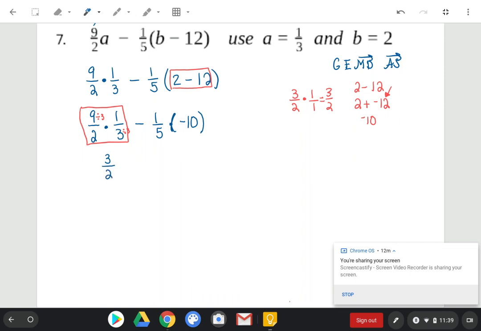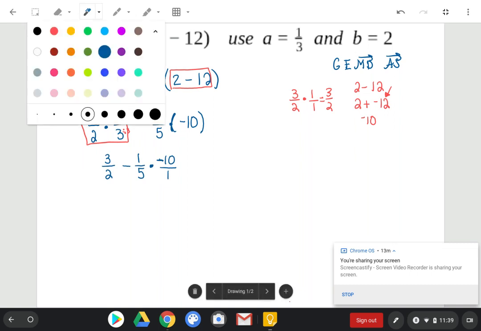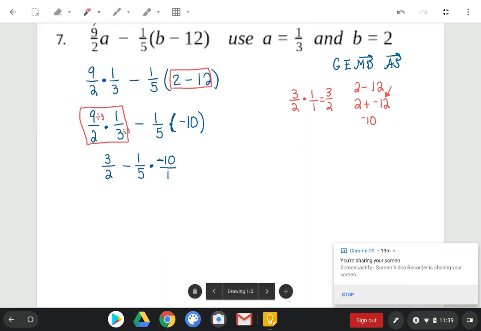And then copy the rest down: minus 1/5 times, I'm going to go ahead and use the dot, and negative 10. And I know I'm going to need to make that negative 10 into an improper fraction, so I'm going to go ahead and do that now. Negative 10 over 1 is the same thing as negative 10. Okay, so we are still looking for multiplication and division. We still have some multiplication to do right here.